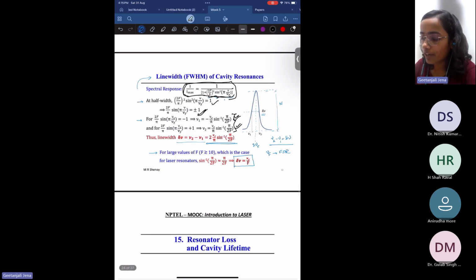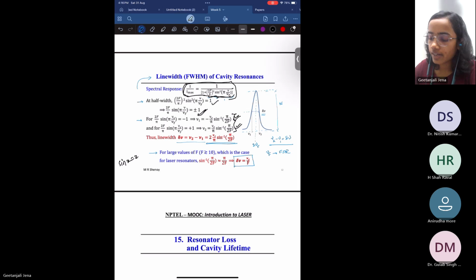For larger values of F, that is when the cavity has a fineness greater than or equal to 10, you can approximate sin inverse pi by 2F as pi by 2F. For small angles, we approximate sin x as x and cos x as 1. This is the approximation we make whenever the x value is small. So for the sine term, the solution will be pi by 2F, and the line width will be nu F by F.